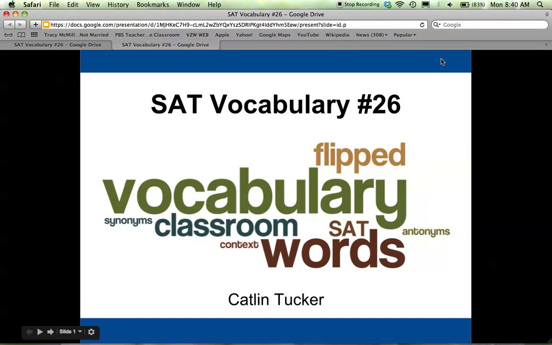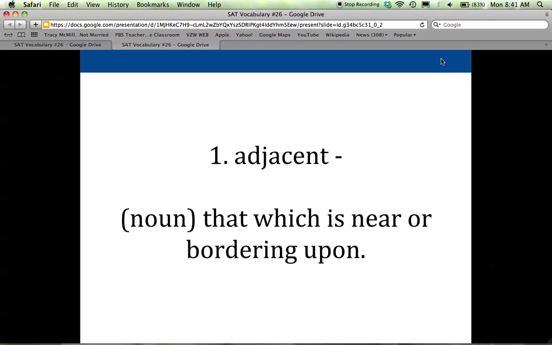Hi, this is our SAT vocabulary list 26. Please take Cornell notes, write down the word, the part of speech, and the definition, and any of the examples that I say or that you think of as I'm going through this list that might help you to remember what these words mean.